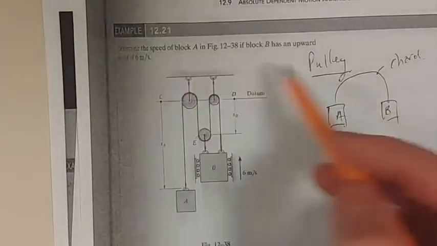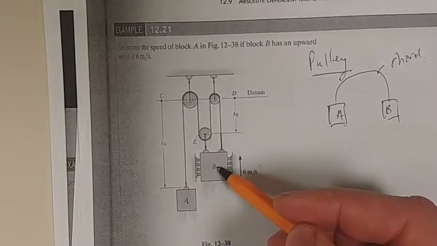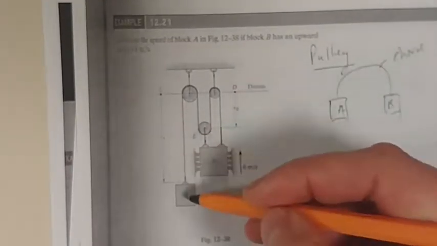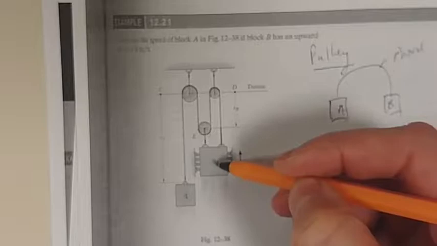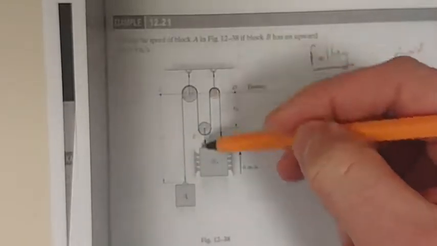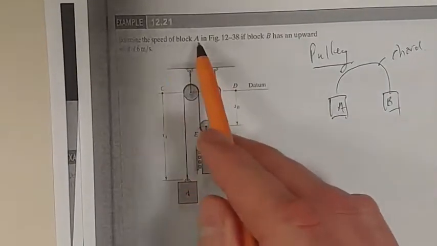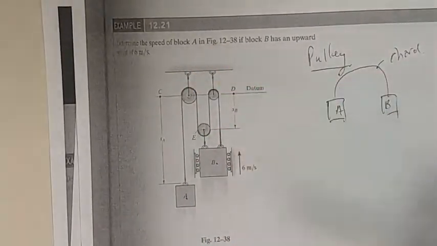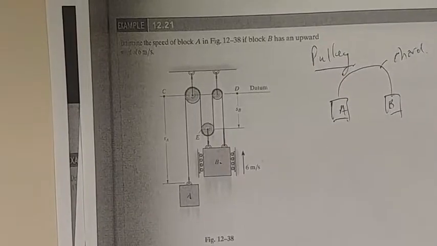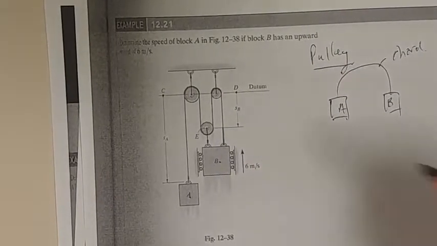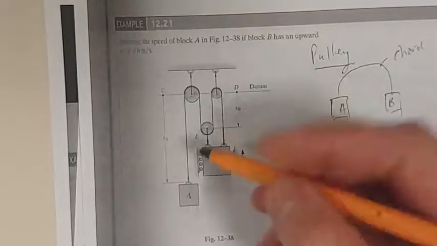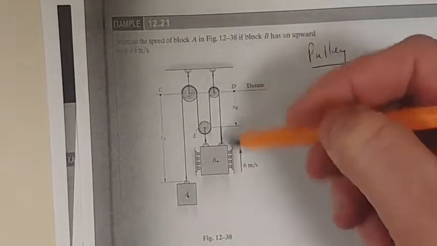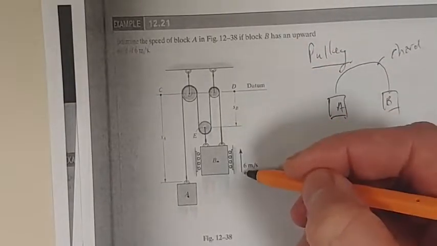So what do we do? Here we've got this block and that block, connected to each other in some interesting way, and we're trying to see how one block moves in relation to the other via an inextensible cord. It says determine the speed of block A if block B has an upward speed of 6 meters per second. The photocopying wasn't so excellent, but you can also look in your textbook.